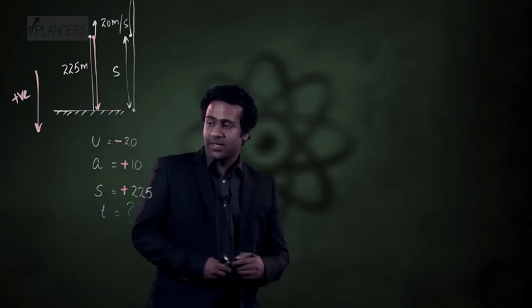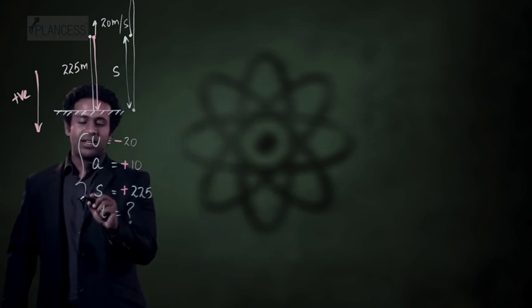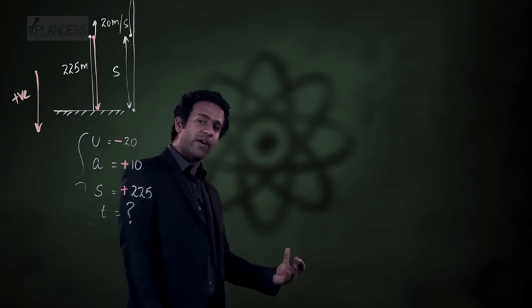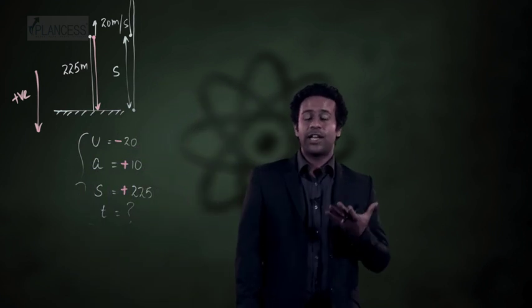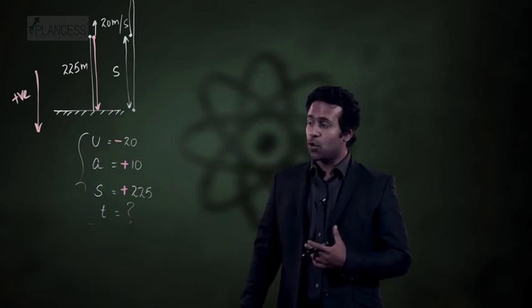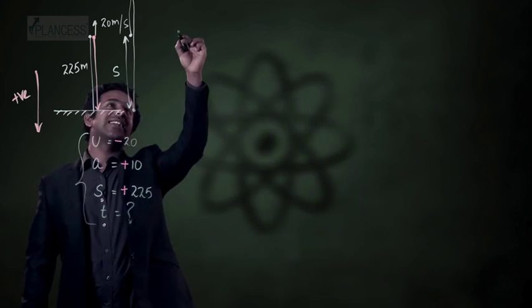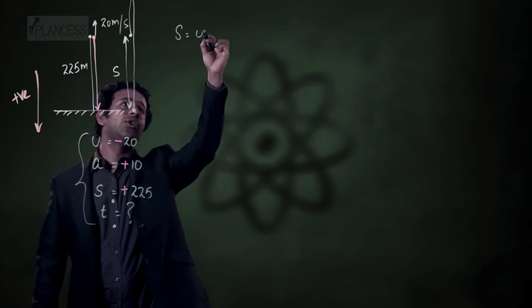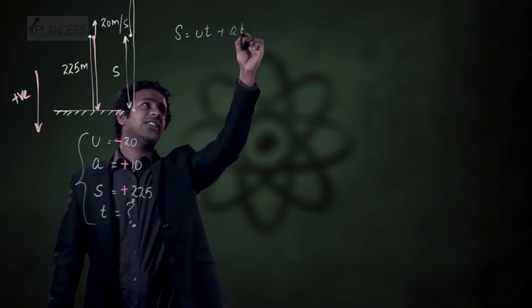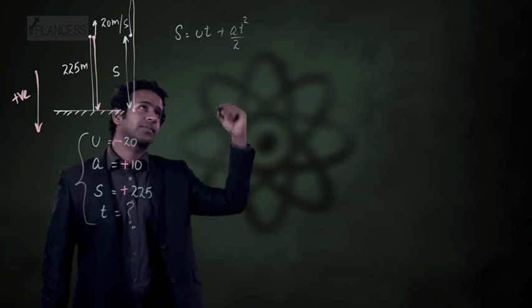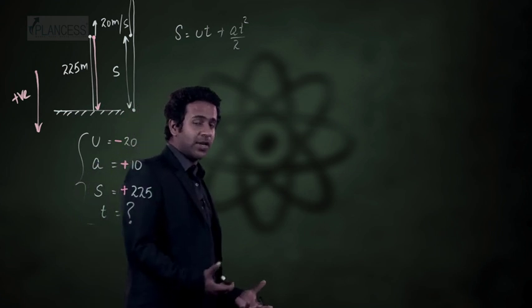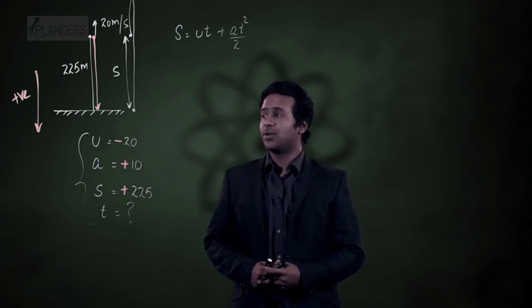So again, we have a set of parameters which are known or to be found out. Can you think of an equation which relates these four? Obviously, it is the second equation of motion, which tells us that S is equal to ut plus at square by 2. Now you only have to substitute values.